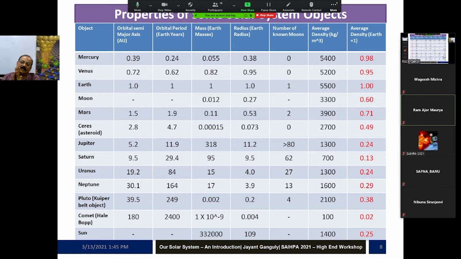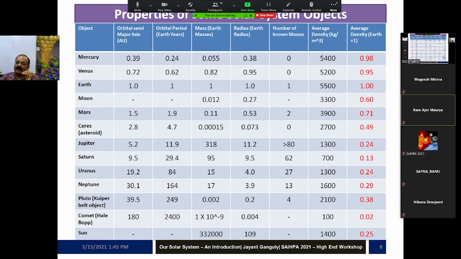Now let us just focus on some of the parameters of our solar system objects. For example, we have said that there are planets. Now you see the orbital semi-major axis, the masses, the radius, and in fact the density. These are the parameters. And if you look at the density of these objects, you see that the density of Mercury, Venus, Earth, the Moon, and Mars, up to Ceres, follows a particular range.